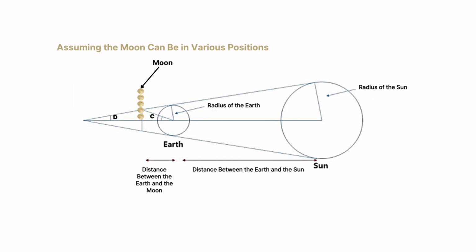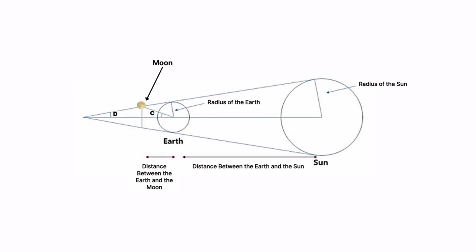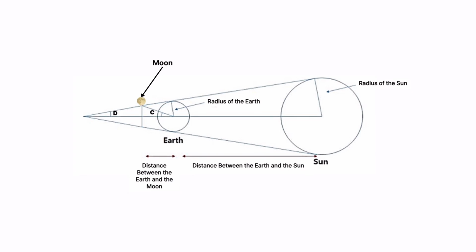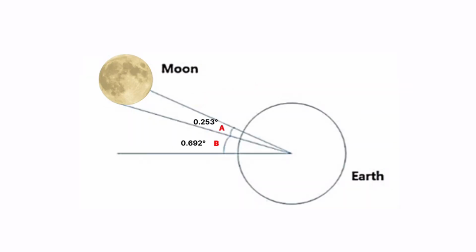This diagram represents the distances between Earth, the Sun, and the Moon. In this case, a lunar eclipse is defined as up to this position. From this position is the threshold that determines whether a lunar eclipse has occurred or not. Considering the sizes and distances between Earth, the Moon, and the Sun, the angles between Earth and the Moon, designated as A and B, are found to be 0.253 degrees and 0.692 degrees respectively.